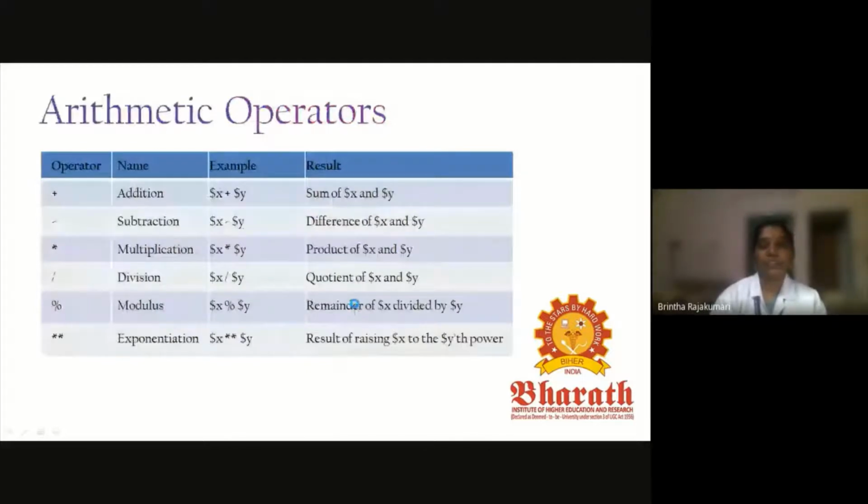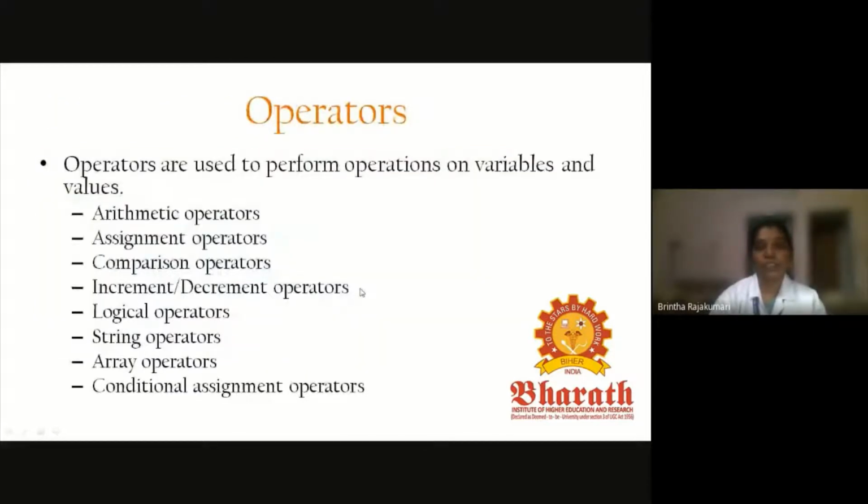Next one is operators. We should know about operators, then we can apply them, right? So operators are used to perform operations on variables and values. Okay. So there are 8 different types of operators available in PHP. First one is arithmetic operators. Next one assignment operators, comparison operators, increment or decrement operators, logical operators, string operators, array operators, conditional assignment operators.